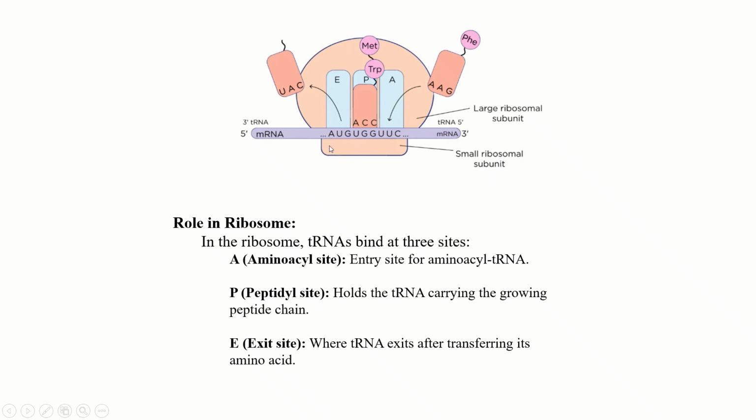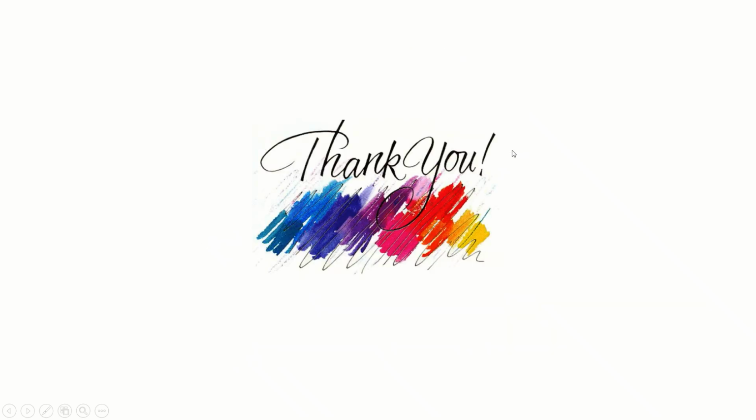The ribosome shifts over the mRNA by one codon, and this is called translocation. The tRNA in the A site moves to the P site, and the empty tRNA in the P site moves to the E site, where it exits. So this is the major function of tRNA and how tRNA helps in translation of mRNA to form proteins from the building blocks of amino acids. That's all about tRNA, its structure and function.